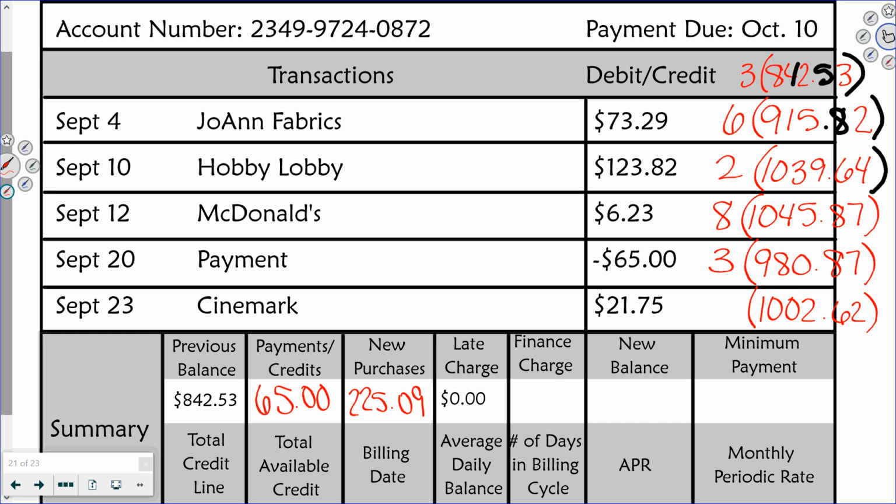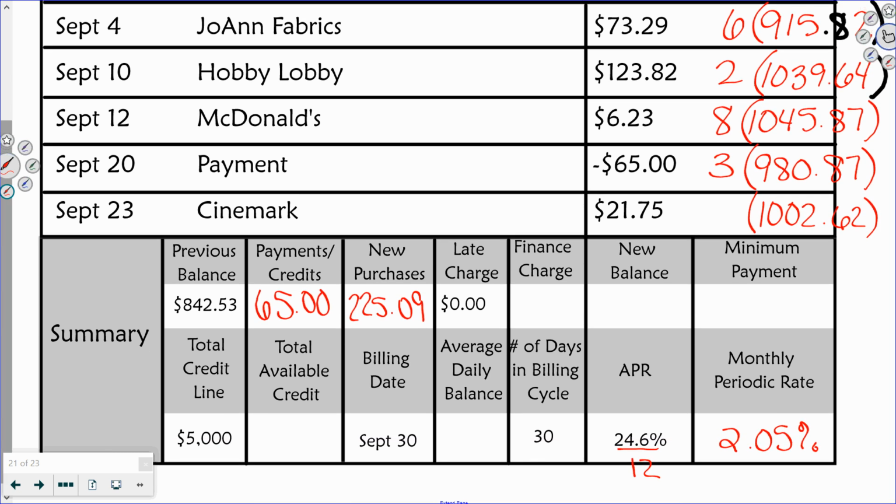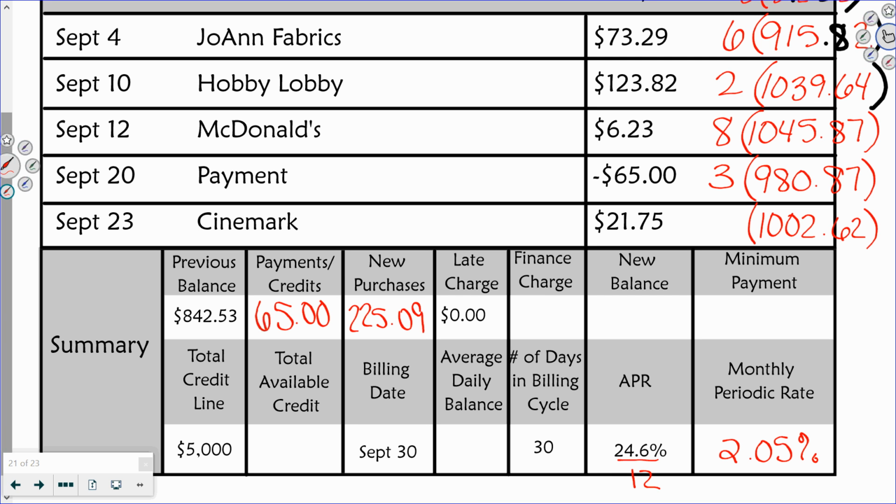Question is, how many days did it sit there? How many days are in September? There's 30 days in September. So there's 30 days. Now stop and think for a minute. How many days then did it sit? So on the 23rd, right? 24th, 25th, 26th, 27th, 28th, 29th, 30th. 8 days. And that is why people mess this up all the time.